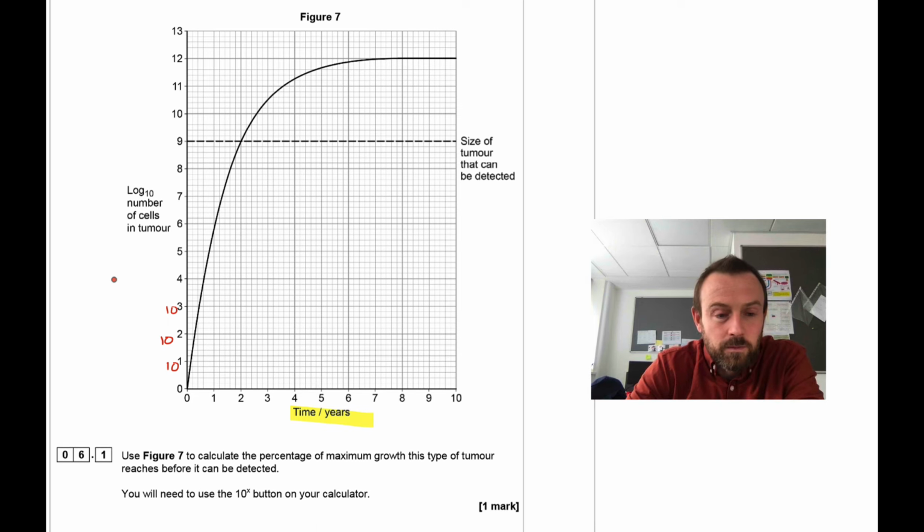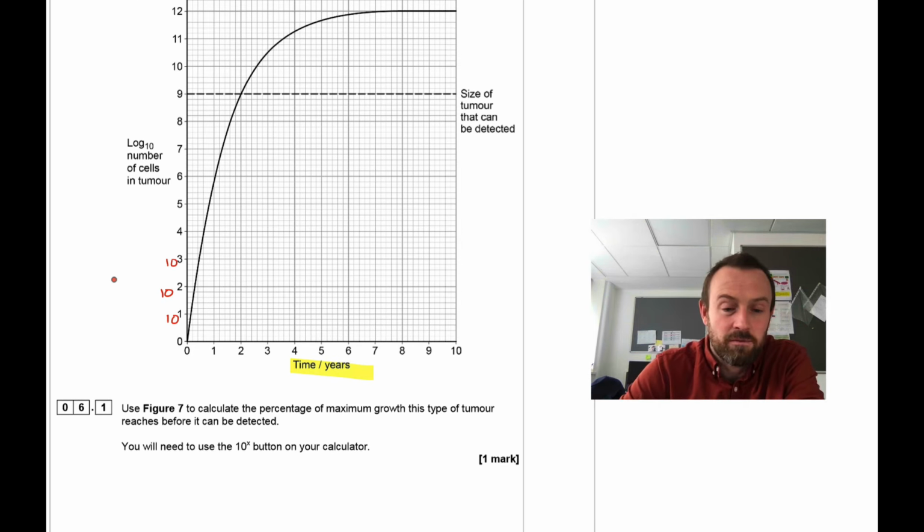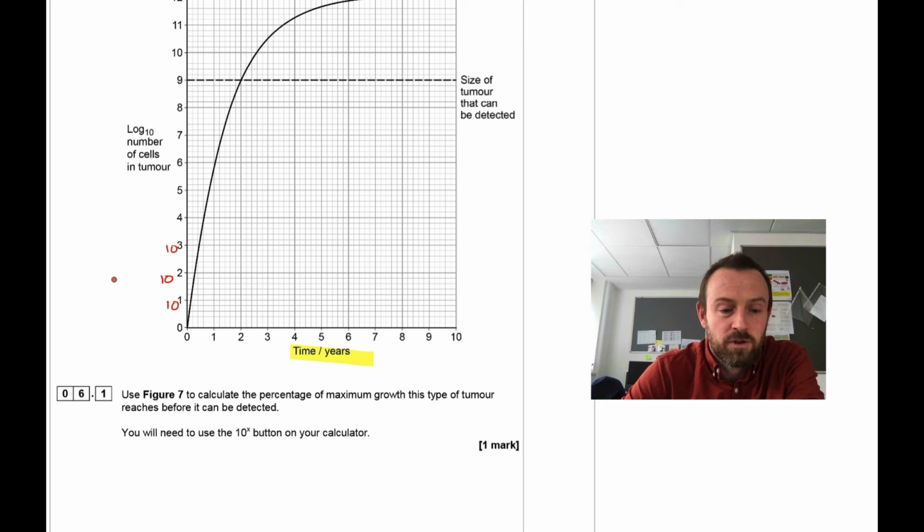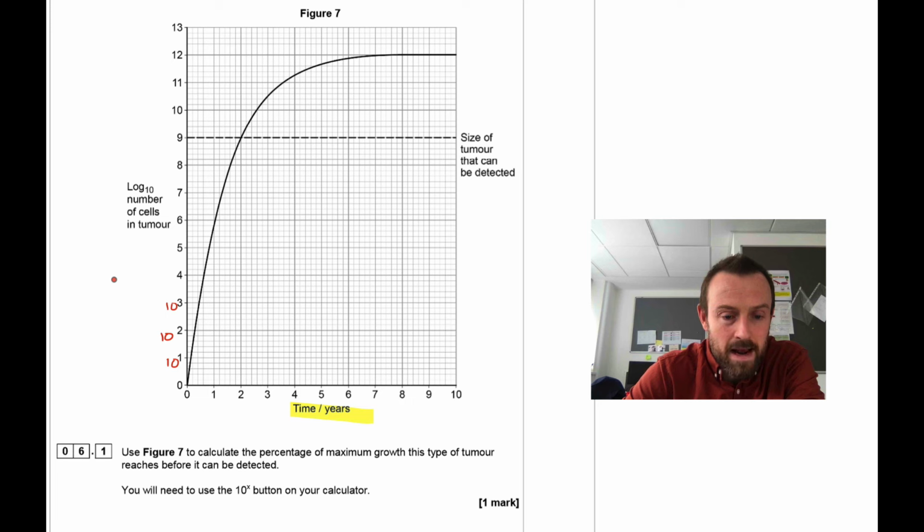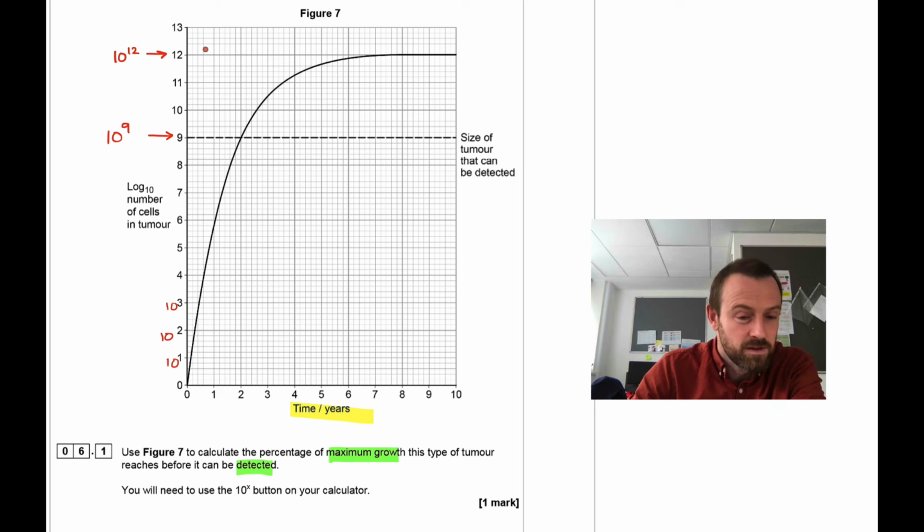Use figure 7 to calculate the percentage of maximum growth this type of tumour reaches before it can be detected. The percentage of maximum growth. Okay, so before it can be detected. Okay, so there's 2 things. When can it be detected, and what is the maximum growth? So it can be detected at this point. So that's 10 to the 9 cells. And then the maximum growth is up here, which is 10 to the 12 cells.